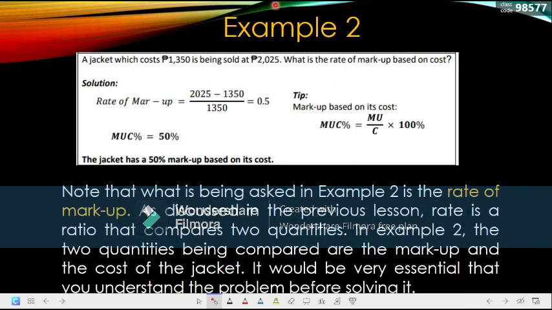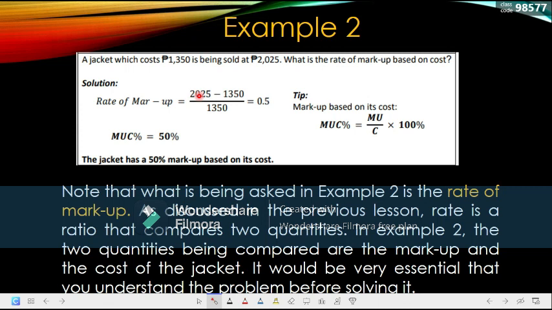Example number 2. Now, a jacket which costs 1,350 pesos is being sold at 2,025 pesos. What is the rate of markup based on cost? Now, the solution. We have the rate of markup based on cost. So, the markup based on cost, in percent, is markup over the cost times 100% because we are asked to find the rate.